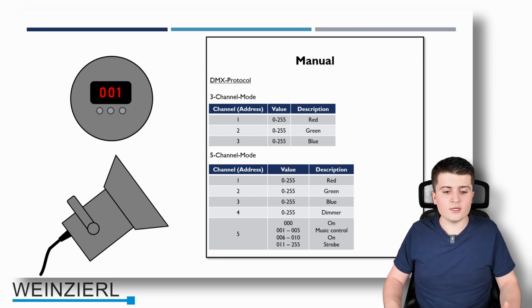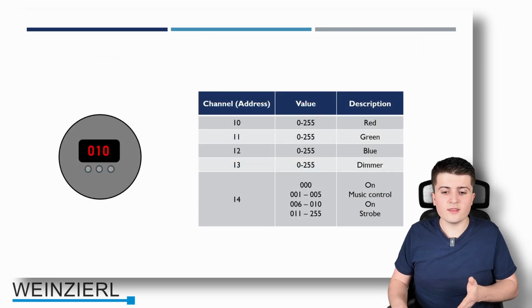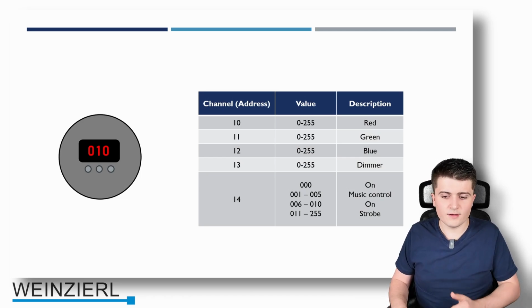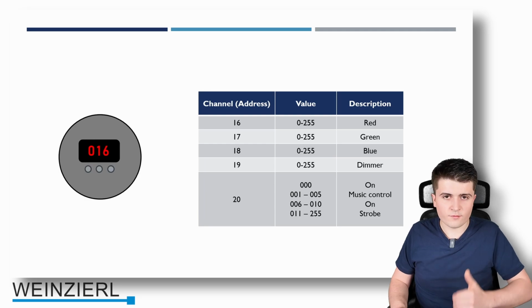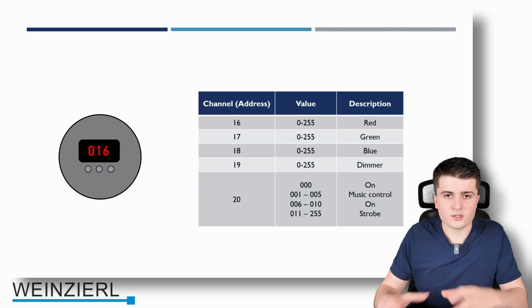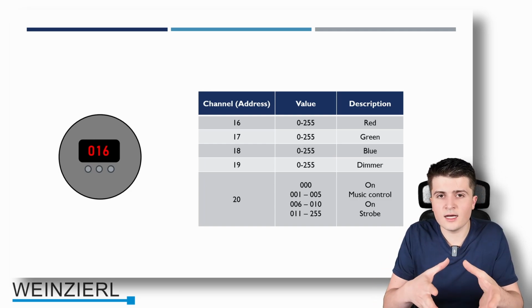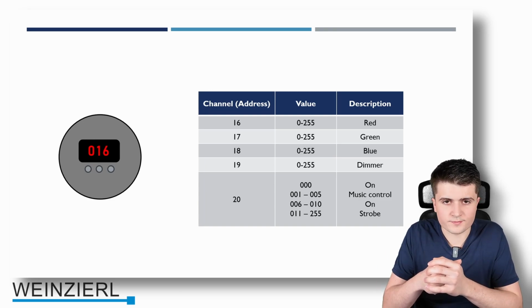Now if I go ahead and change it, for example, to the starting address 10, then remember it only was sort of an offset, so then the address 10 means red, 11 green, 12 blue, 13 for the dimming value and 14 for the effects. And if I change it now, for example, to 16, then the address 16 is the first address, so it is for red, 17 green, 18 blue, and so on and so forth. So the addresses stated in the manual are only an offset to the starting address that you define in the device, either via the display or with dip switches.